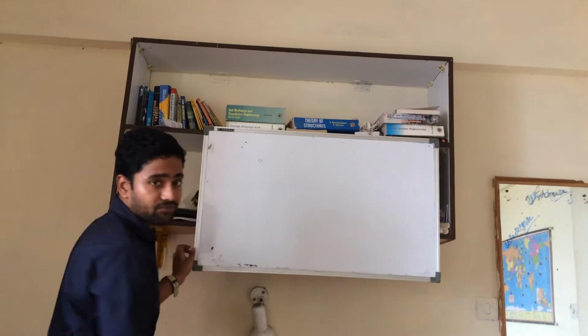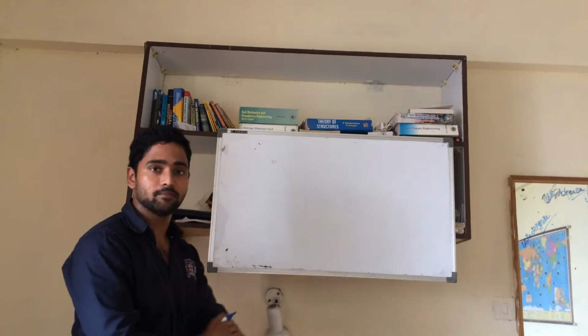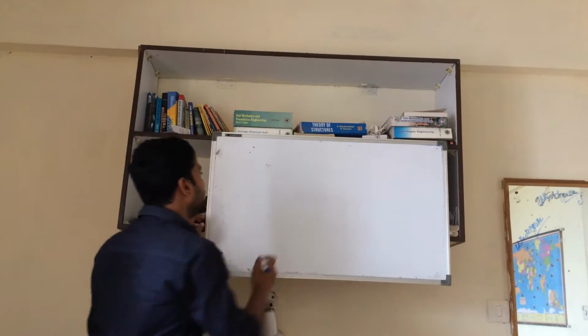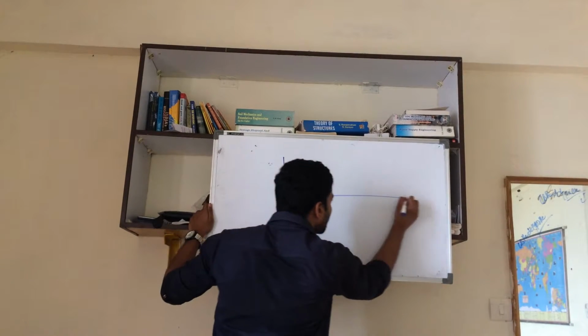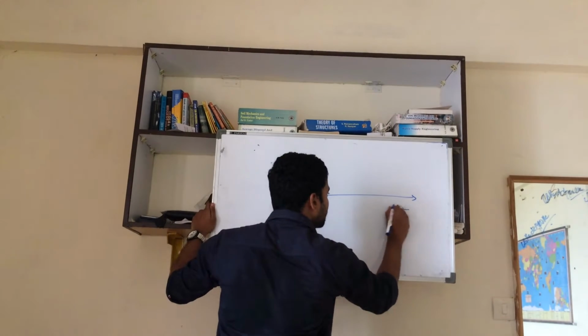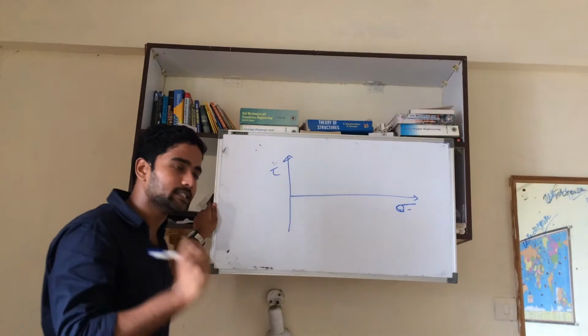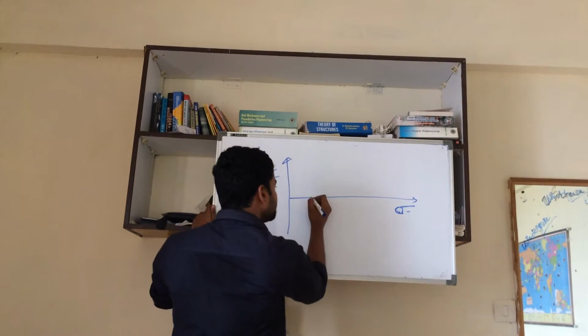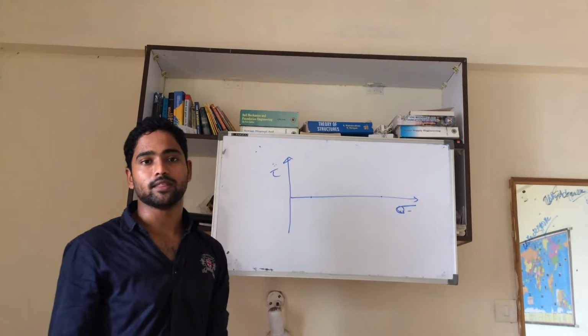Now coming to the graphical method. Graphical method is the Mohr circle method. In the Mohr circle method, take a circle. This is the tau axis. This is the sigma axis. And why do I have to go for the geometrical method?